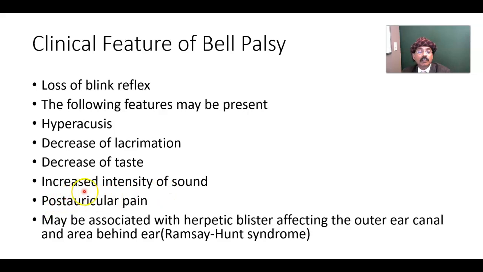Here, postauricular pain may happen, which may be associated with a herpetic blister affecting the outer ear canal and the area behind it. We call it Ramsay-Hunt syndrome. This is a herpetic blister affecting the outer ear canal and area behind the ear.